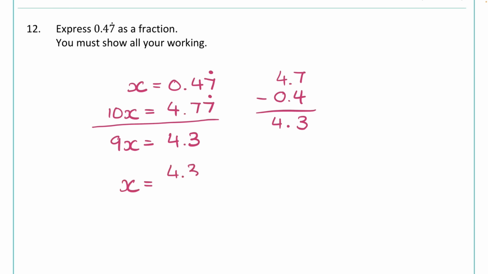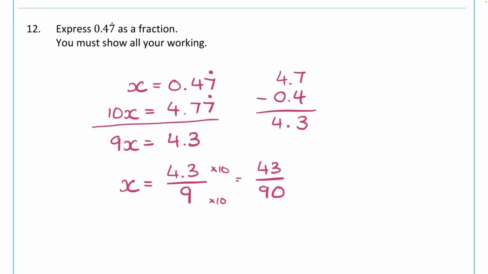However, because we have that decimal involved, we are breaking a rule a little bit there. We've got to times the top and bottom by 10, so that there's no decimals in the fraction, and that gives us 43 over 90. So there we go. There's our final answer, 43 over 90.